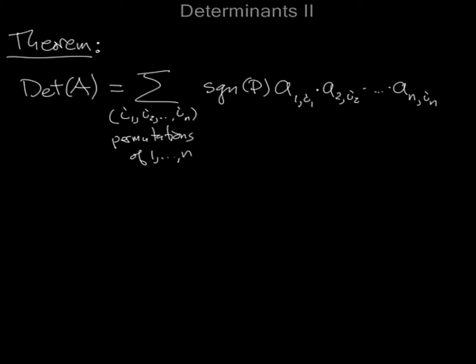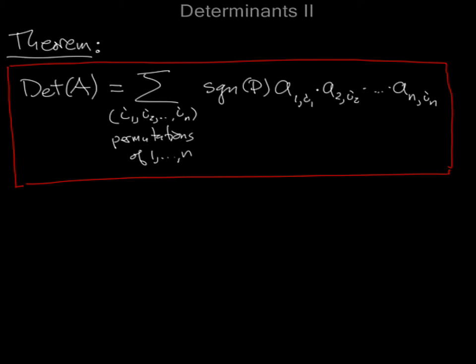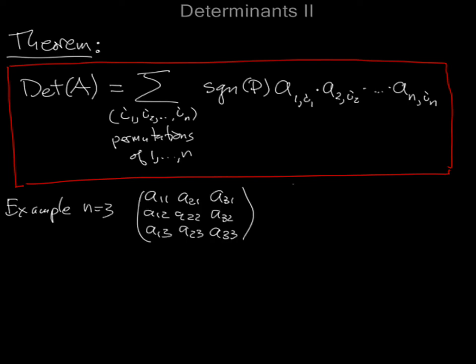So that's a more concrete version of the big formula. So let's look at this in an example where n is equal to 3. So here are the 6 permutations of 1 through 3. 1, 2, 3, 1, 3, 2, and so on. And here are the signs of these permutations.